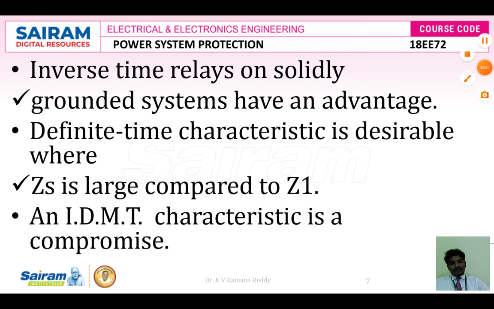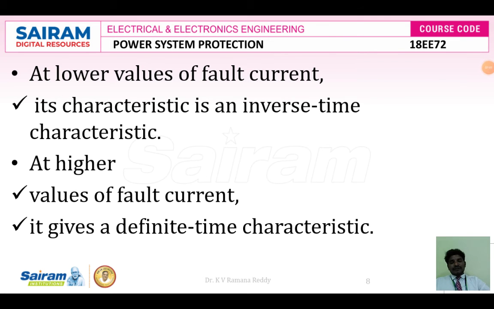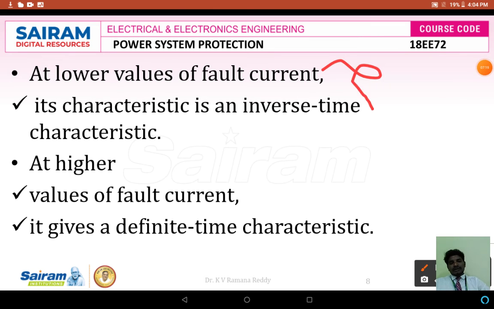Therefore, if the condition is Zs large compared to Z1, IDMT characteristics are employed, where definite time and inverse time characteristics are both used. At lower values of fault current, the characteristic is an inverse time characteristic, and at higher values of fault current it gives a definite time characteristic. So if the fault current is a lower value, it gives the inverse time characteristic, and for high fault current it gives the definite time characteristic. With the definite time, it minimizes and blocks the fault current, and also isolates the faulty section of the system from the healthy section.